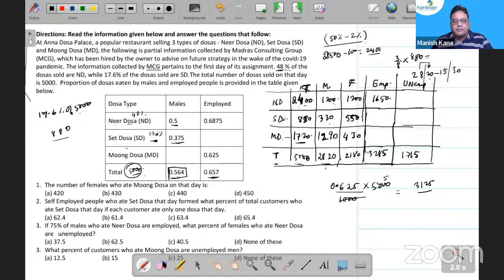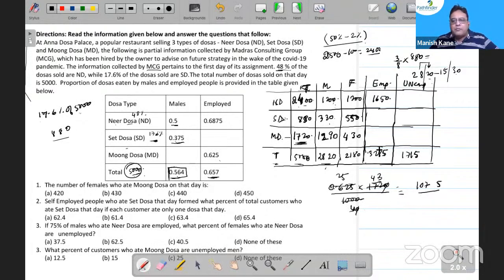Oh yes, I have made a mistake. What is the mistake? I wanted to find the number of moong dosa eaters who are employed. So moong dosa eaters in all are 1720. So what I should have done is 0.625 into 1720 upon 1000. 25 40s are, 25 25s are. So 4 4s are and 3s are. 5 carry over 7 and you get 1075.